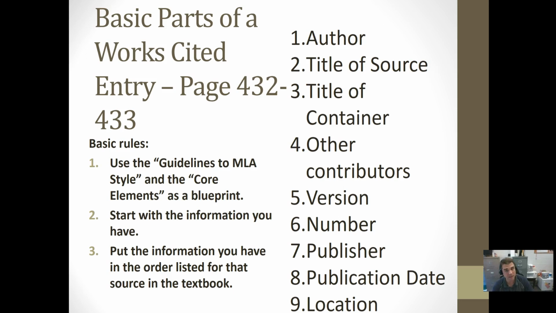Now, there's going to be times when you don't have this information, or not all of it. Say you don't have an author, then what do you start the citation with? Title of the source. You go by the information you have in this order that's listed here. In the textbook, use the guidelines to MLA style and the core elements as your blueprint for creating a works cited entry. And you start with the information you have and do it in the order listed. So this PowerPoint is going to do it in the order listed.